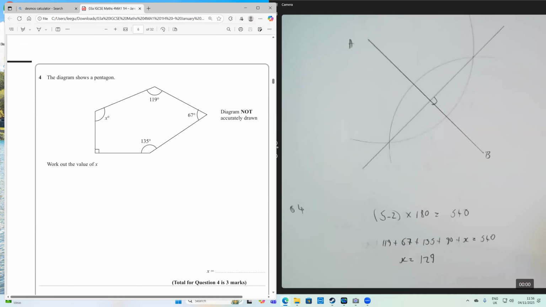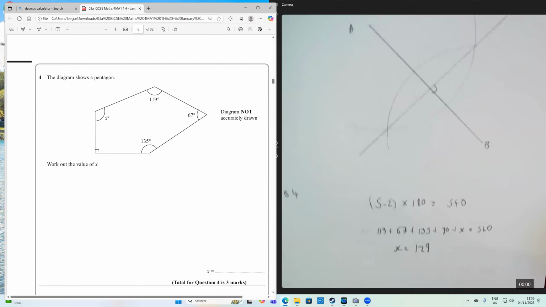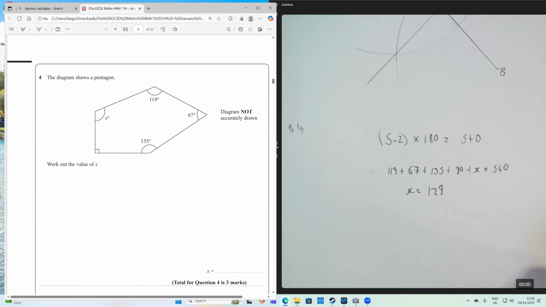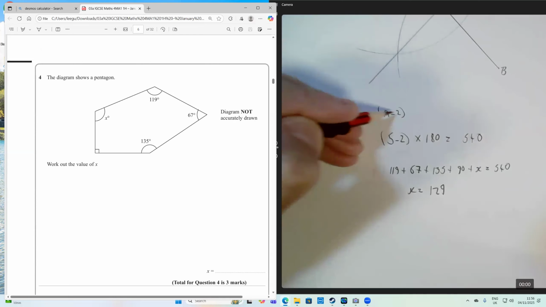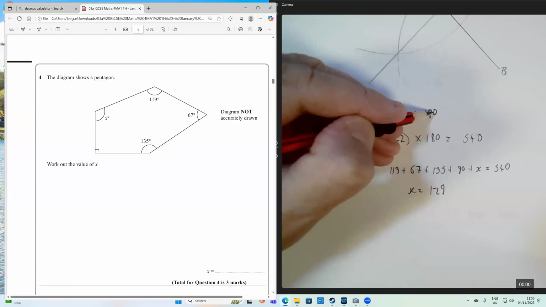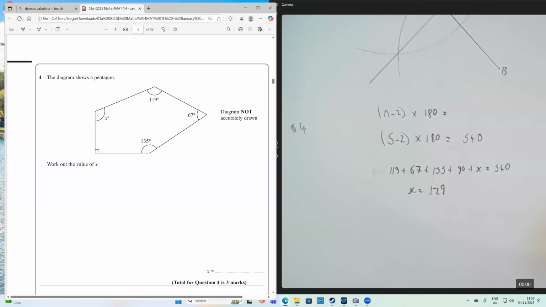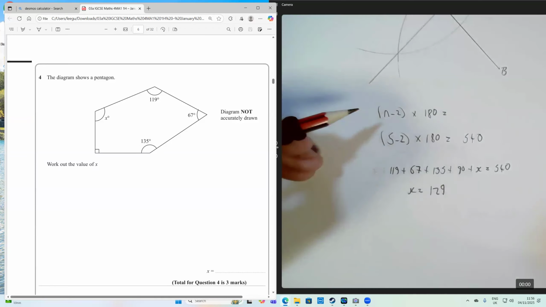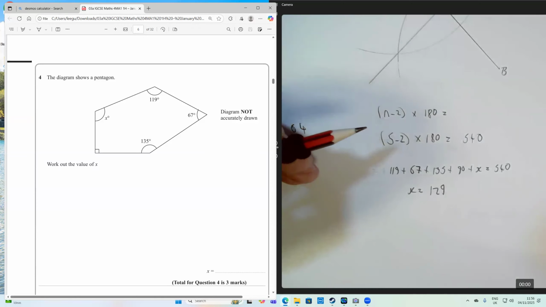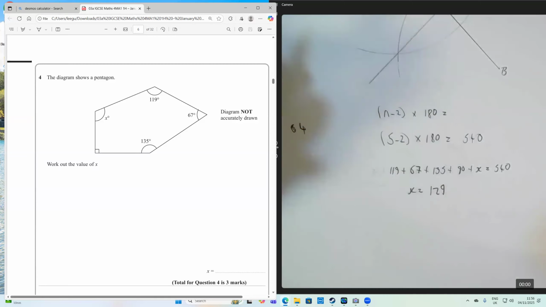Question 4. It says the diagram shows a pentagon. Work out the value of x. Now, the interior angle sum is n minus 2 times by 180. So all of the angles in this particular shape, this pentagon, are going to be 5 take away 2, because the number of sides is 5, times 180. So that means that all of the angles inside that pentagon add up to make 540.